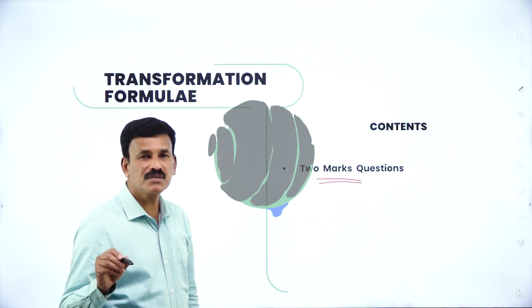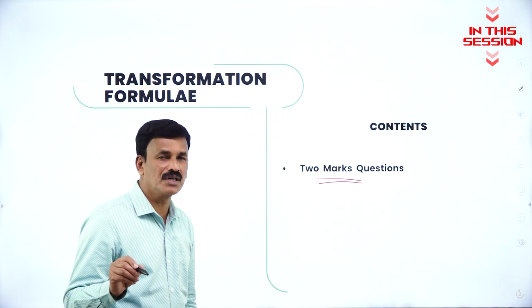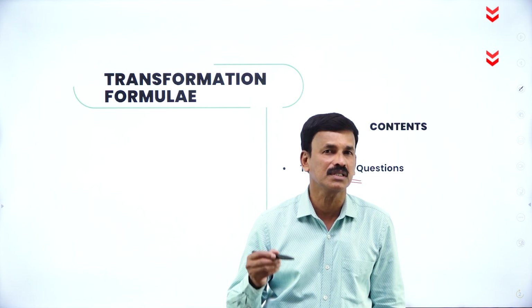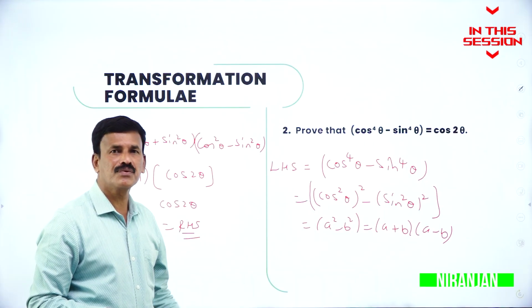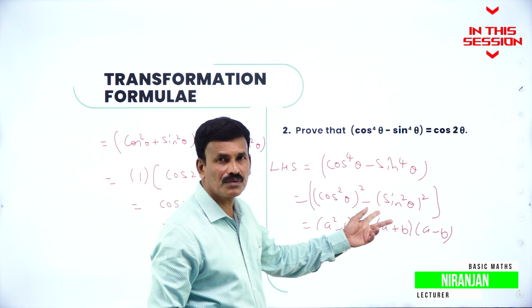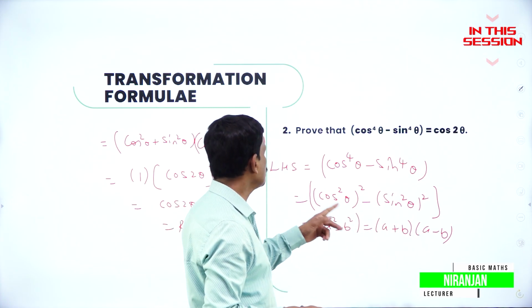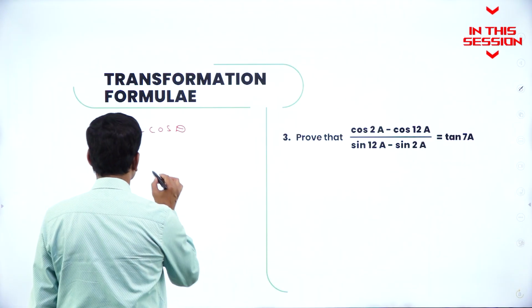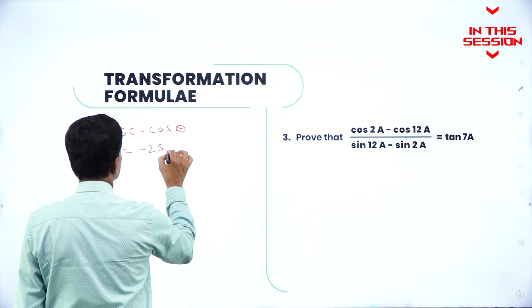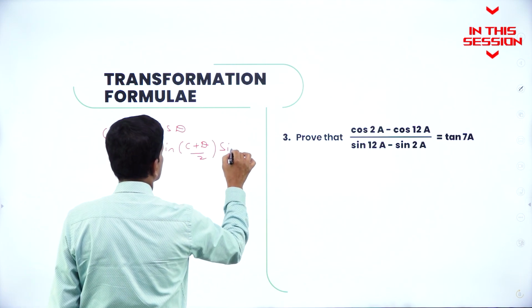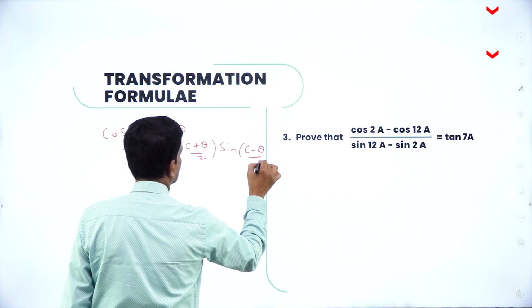The transformation formulas are used to convert the product of trigonometrical functions into sum or difference of trigonometrical functions. Cos to the power of 4 can be written as cos square whole square, minus sin to the power of 4, which is sin square whole square. A square minus b square is a plus b into a minus b. Cos c minus cos d is equal to minus 2 times sin of (c plus d) by 2 into sin of (c minus d) by 2.